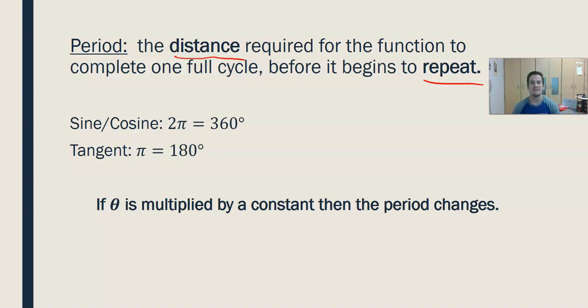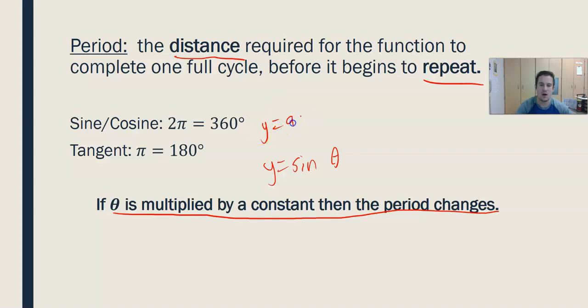Again, the period is the distance required for the function to completely repeat itself. So if I have a function like y equals sine of theta, if theta is multiplied by a constant, then the period changes. So previously, we talked about how I could have a times sine of theta. That would change the amplitude.